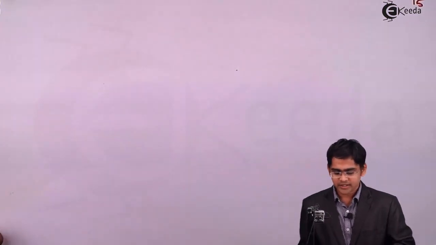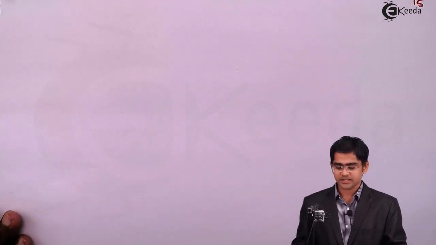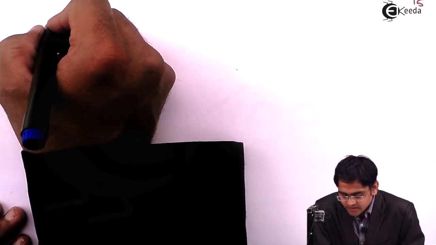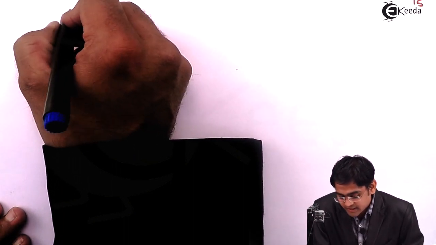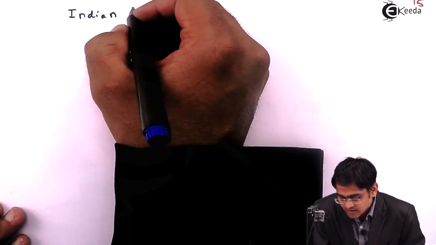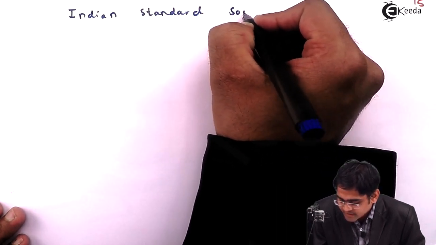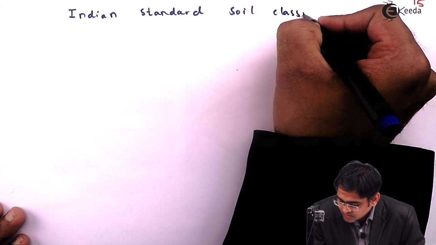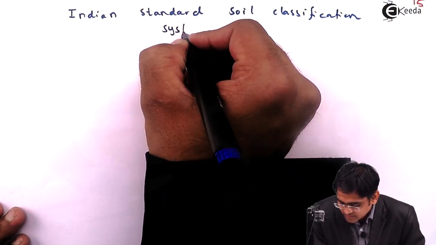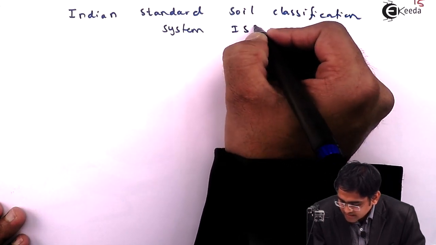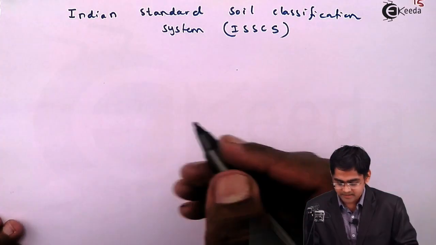We have just now seen the Astro soil classification system and unified soil classification system. So now we'll go ahead with the third way of classifying a soil, which is defined in the Indian Standard Code. It is the Indian Standard Soil Classification System, abbreviated as ISCS.